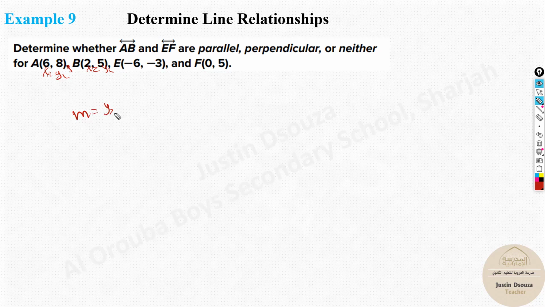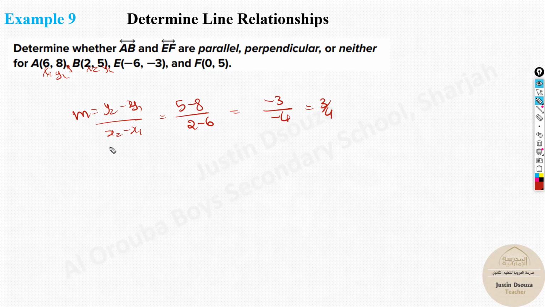m is equal to y2 minus y1 by x2 minus x1. Substitute the values. y2 minus y1, it's 5 minus 8 divided by 2 minus 6. The answer is minus 3 divided by minus 4. The answer is 3/4.